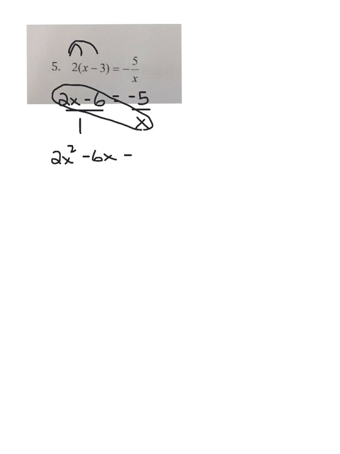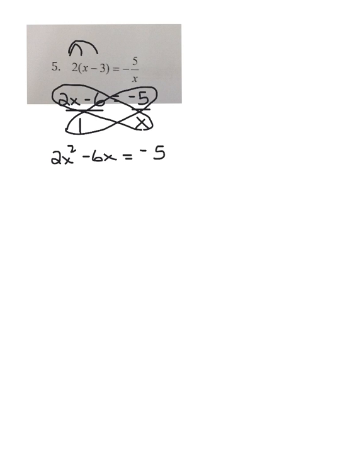Right, so let's look at number 5. We're going to start by distributing through that 2, through that parentheses. So I'm going to get 2x minus 6 equals negative 5 over x. Now I think at this point probably the easiest thing to do is to put this over 1, and then let's cross multiply this way, which is going to give me 2x squared minus 6x equals, and then if we go the other way, we're going to get negative 5.